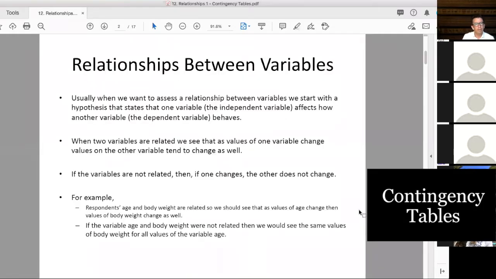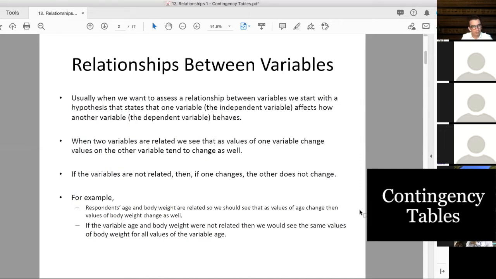Okay, so usually when we want to assess a relationship, we start with a hypothesis, right? Like, is this variable related to this other? That's, when we change this variable, what happens to the other variable, right? And we tend to think of variables as dependent and independent. For example, if we were to say, do attitudes towards gay marriage depend on gender, right? In this case, the dependent variable would be the attitudes, and the independent would be gender, right?